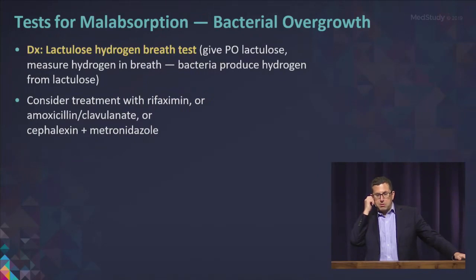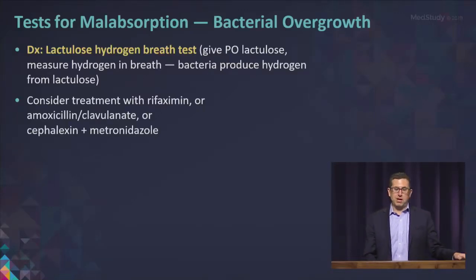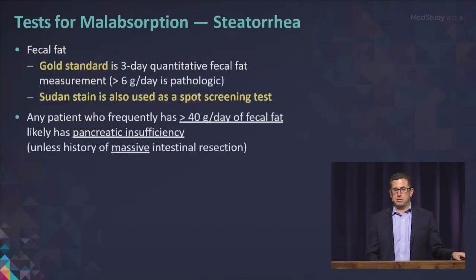So tests for bacterial overgrowth specifically, you could do something called a lactulose hydrogen breath test. So basically what you do here is you give PO lactulose to the patient, and then you measure hydrogen in the breath because bacteria produce hydrogen from lactulose. You can consider treatment with various antibiotics. Rifaximin is something that we frequently use, and that is frequently helpful for patients.